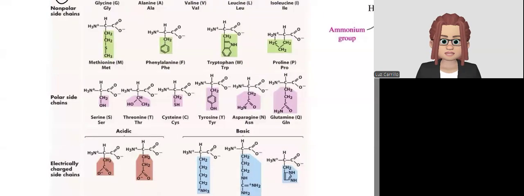Next, when we look at the polar side chain amino acids, we had a larger variety of specifically functional groups. We have some side chains that are alcohols. We have a side chain that is a thiol. And we have two side chains that are amides.